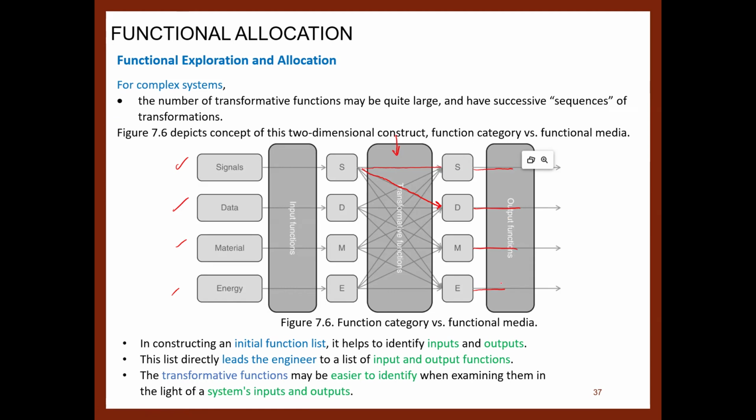So in constructing an initial function list, it helps to identify the inputs and outputs. This list directly leads the engineer to a list of input-output functions. And then the transformative functions may be easier to identify when examining them in the light of the system's inputs and outputs. So basically, start by identifying what are the inputs and the outputs that your system is going to generate, like I showed you in that example for the progress report. And then from there, you start building how you go from that to outputs.